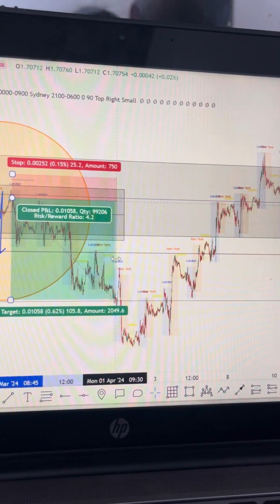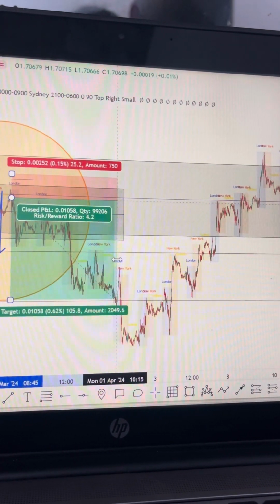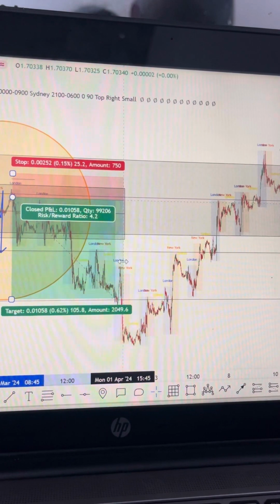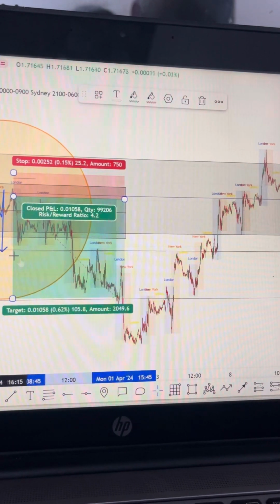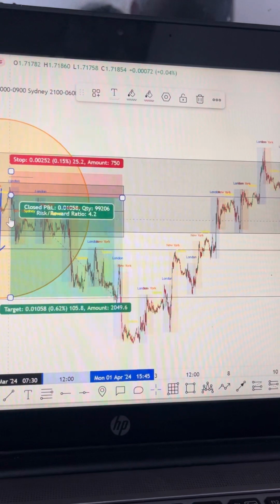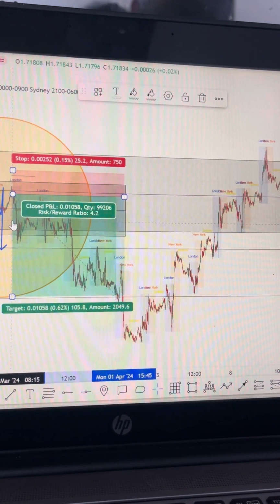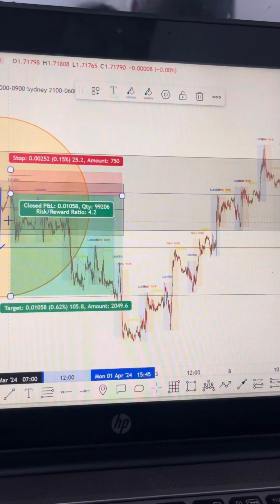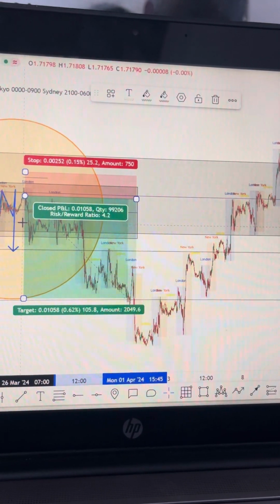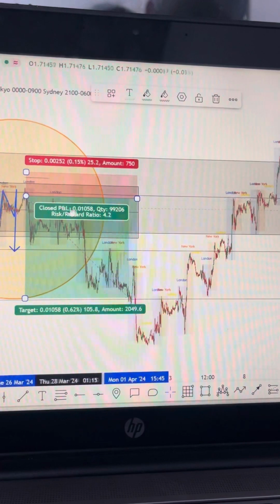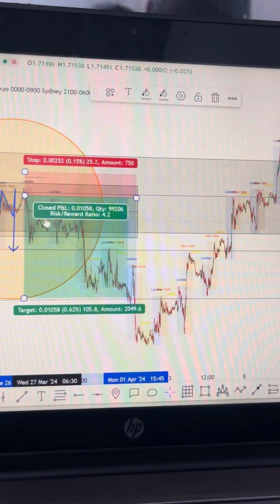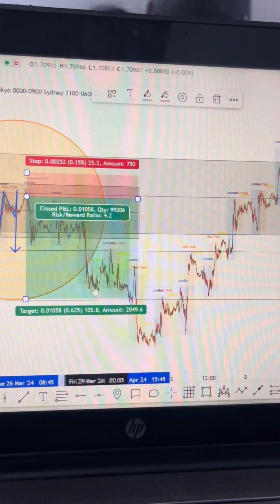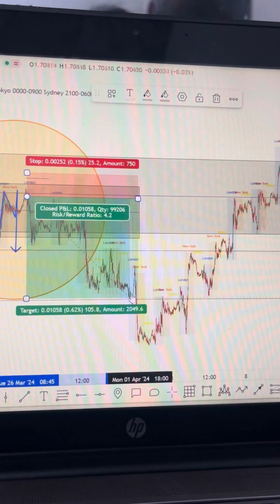Yeah, the trade hit TP on 1st of April. The trade I took on 26th of March, 26, 27, 28, 29, 30, about 5 to 6 days. So during that period, I wasn't trading because I was already on the trade. I was holding a trade, so I wasn't trading. I was waiting for this trade to hit my take profit.